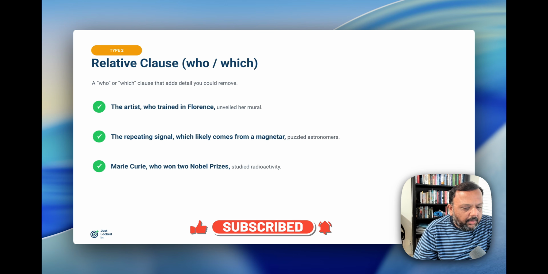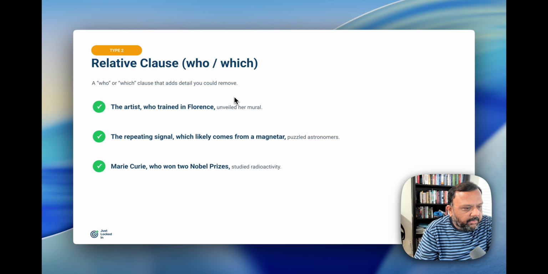All right. Now let's look at these examples. A relative clause: who or which? The artist who trained in France unveiled her mural. The repeating signal, which likely comes from a magnetar, puzzled astronomers. So the repeating signal puzzled astronomers, and this is supplementary information. Marie Curie, who won two Nobel prizes, studied radioactivity. So this is just telling who Marie Curie was.